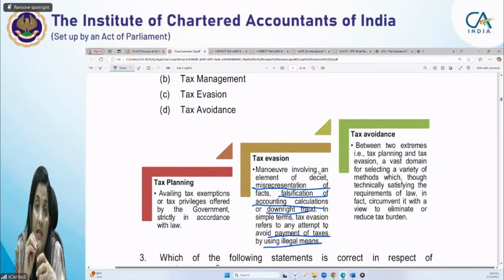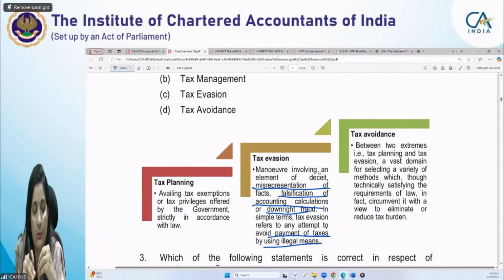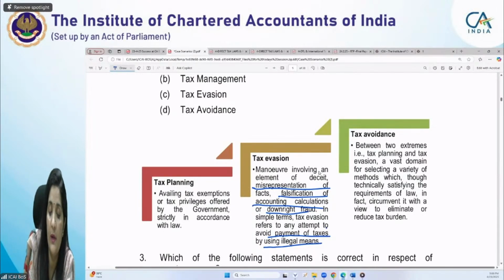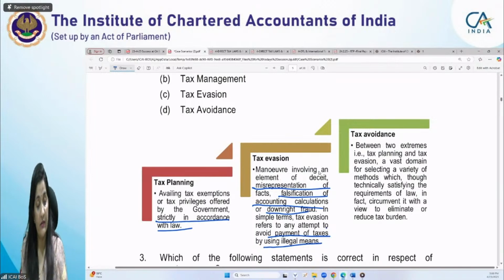If some other facts are given, for example, then you have to determine whether it's tax planning, tax evasion or tax avoidance. Suppose you get a 1 mark or 2 mark question, then you have to write in your answers that if you classified it as tax planning, you also have to write that it is because they are strictly in accordance with the law, to avail the tax exemptions, to avail the tax benefits which are given by the provisions of the law. That would be tax planning.